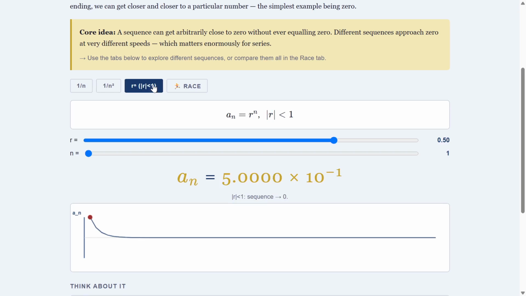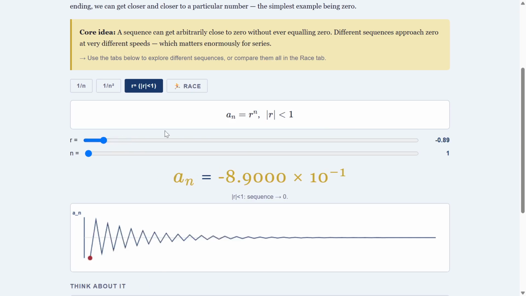Now let's look at r to the n, a bit more complicated. Now r is some number whose size is less than 1. So that means r lies between 1 and minus 1. Then n is a positive whole number. So n can be 1 or 4 or 8 and so on.